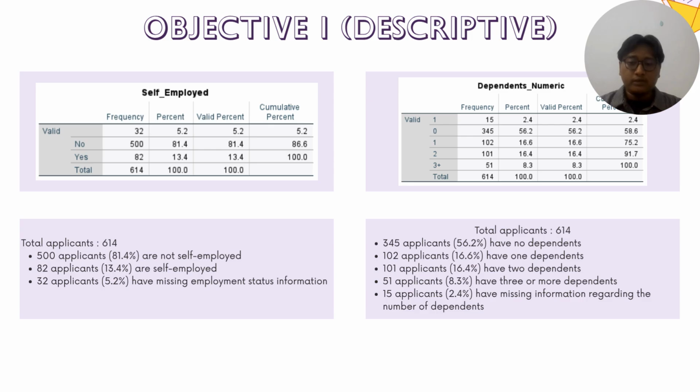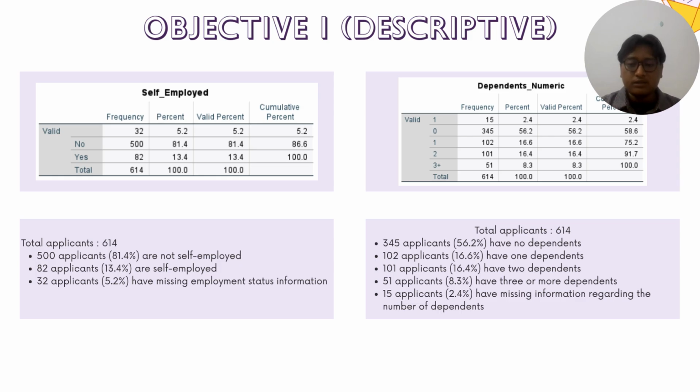Next, out of the 614 loan applicants, 500 applicants, 81.4 percent, were not self-employed, while 82 applicants, 13.4 percent, were self-employed. The remaining 32 applicants, 5.2 percent, had missing employment status information. This finding indicates that the majority of loan applicants were not self-employed, accounting for more than 4/5 of the total sample.